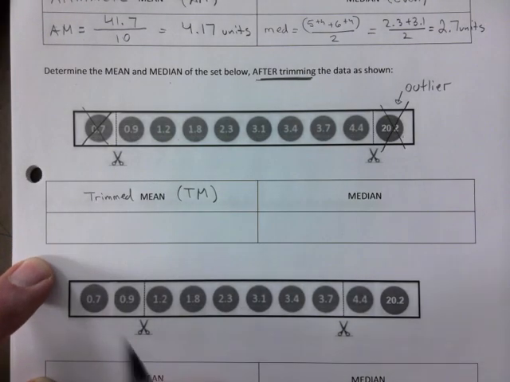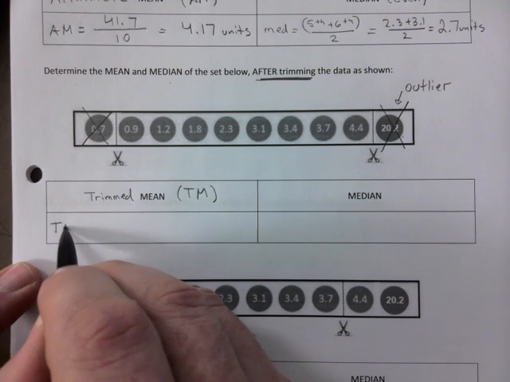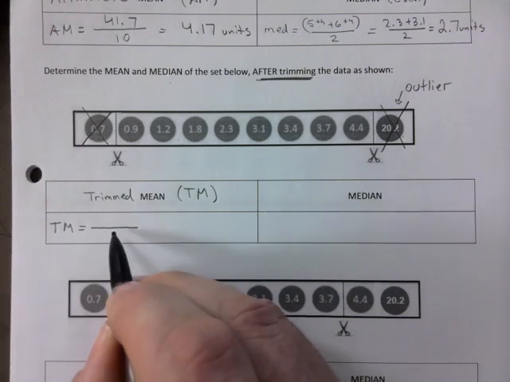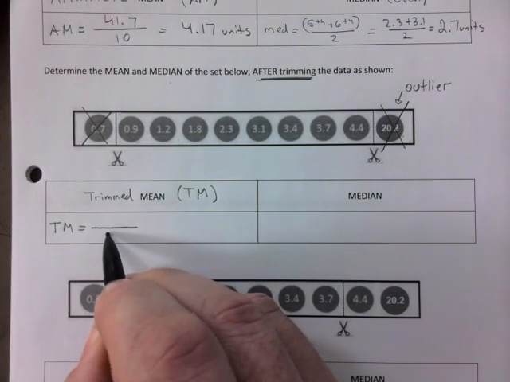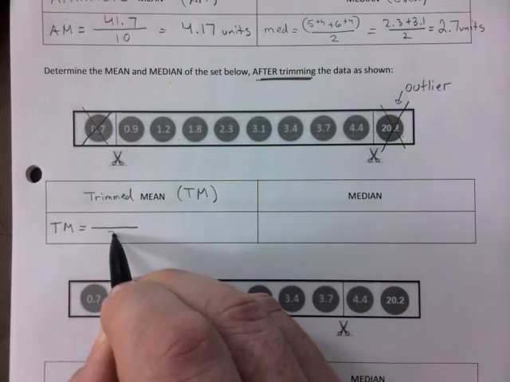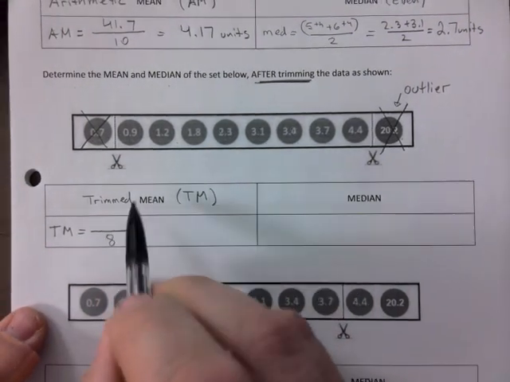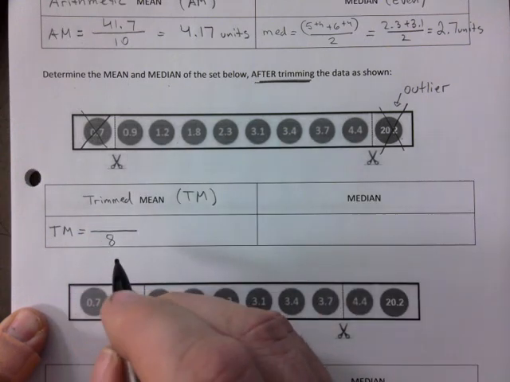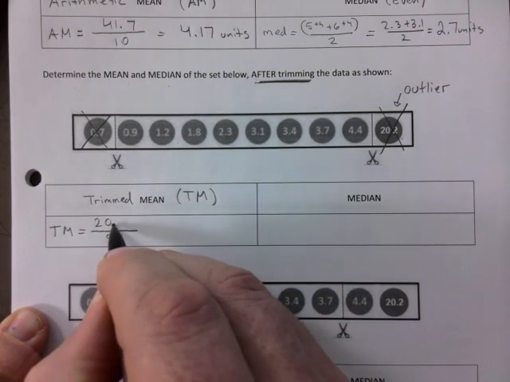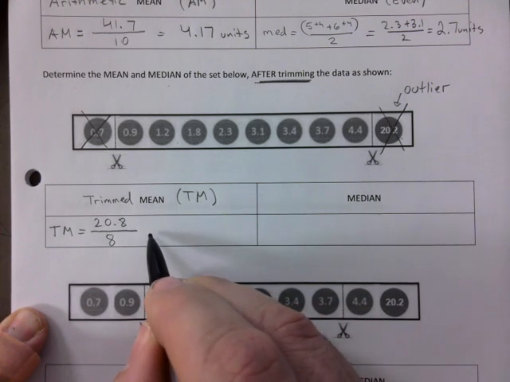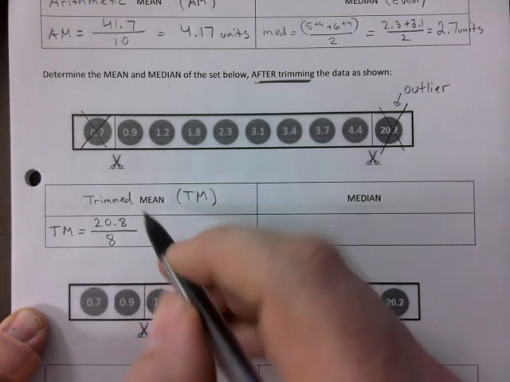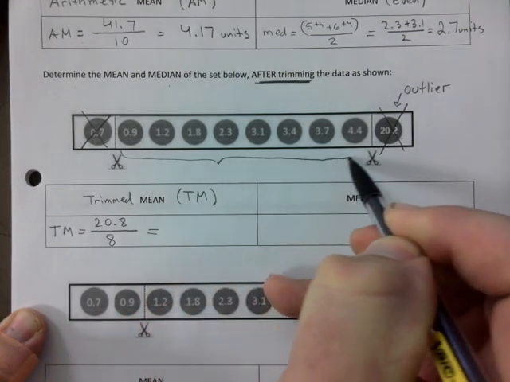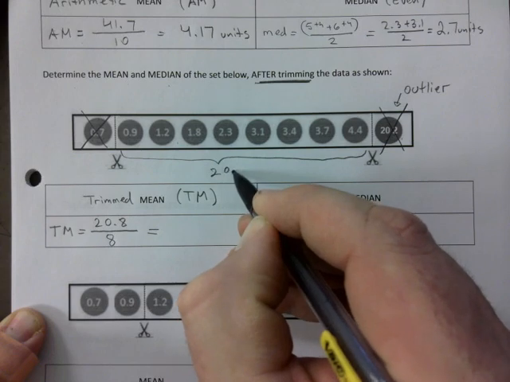Trimmed mean, right? Let's find the trimmed mean. How many values are left, guys? 8, right? We removed 2, so we're down to 8. And if you just add these numbers up, you get 20.8. Let me just make sure you understand. This part right here adds up to 20.8.